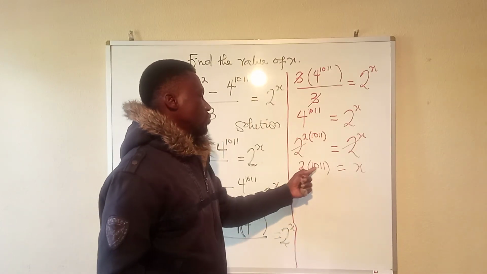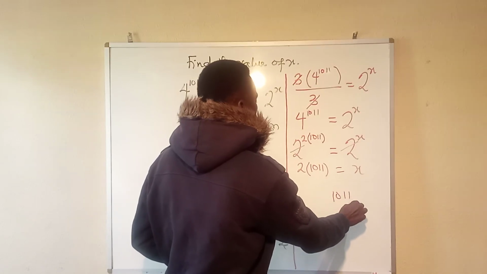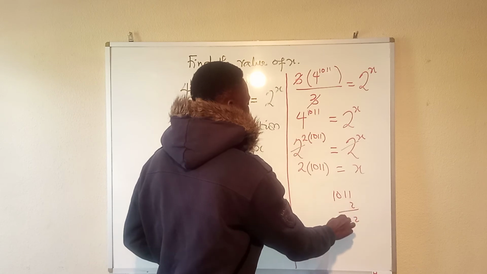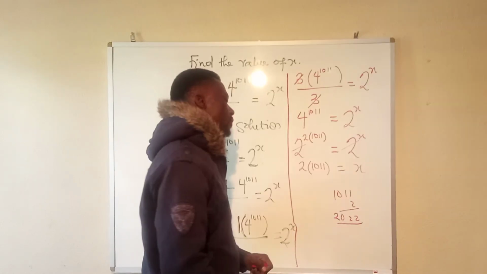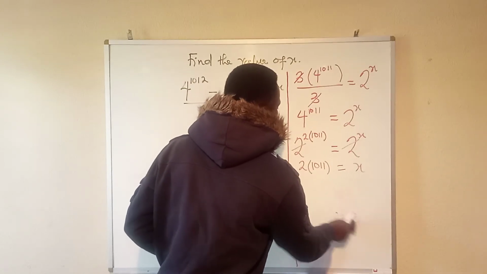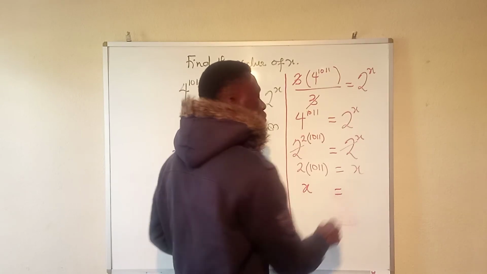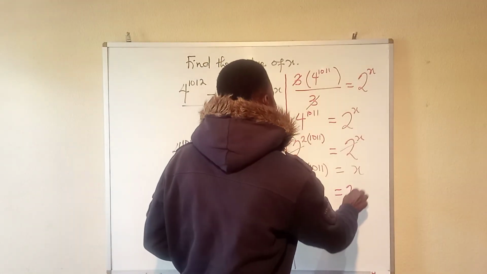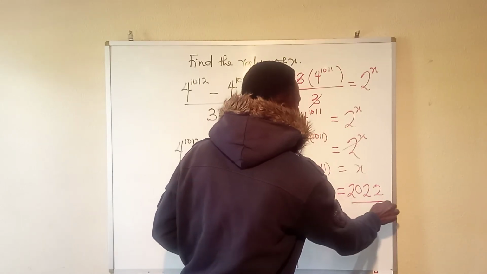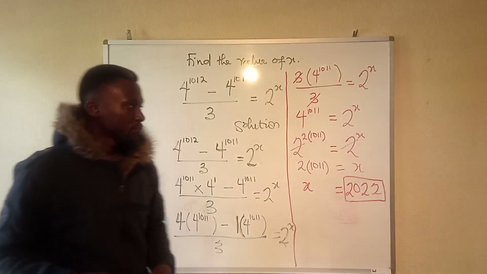And when we multiply 2 by 1011, what shall we have? So let's have 1011 here multiplied by 2. 2 times 1 is 2, 2 times 1 is 2, 2 times 10 is 20. So we shall have 2022. So that will be the value of x. So we say x, which is our new year, is equal to 2022. And that is what I'm wishing you now.